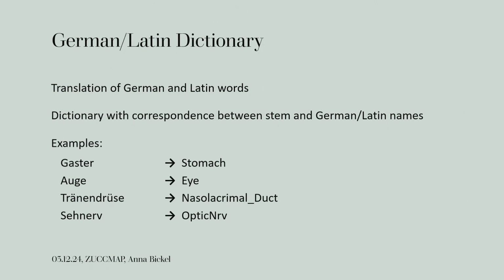And some examples which are quite funny, or at least nice to look at. Gaster, which is the Latin word for stomach. We have Auge, Tränendrüse, which would be the nasolacrimal duct, and Sehnerv, which is optical nerve. So you see, we find these correspondences, and then the code can go and look up the translation.